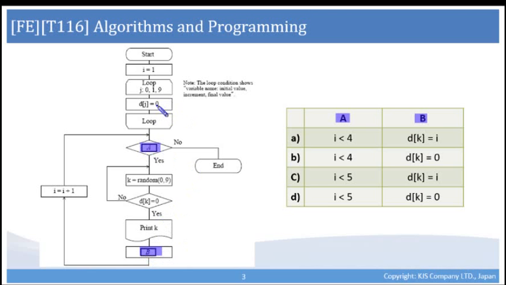So let's go through the algorithm and analyse what it does so we can decide what A and B are going to be. So first of all, we start up here at the start command. I will be initialized to 1, and then we'll go through this loop here.